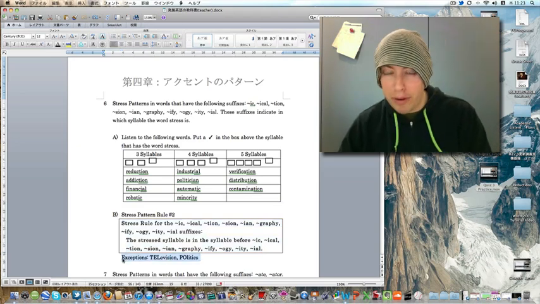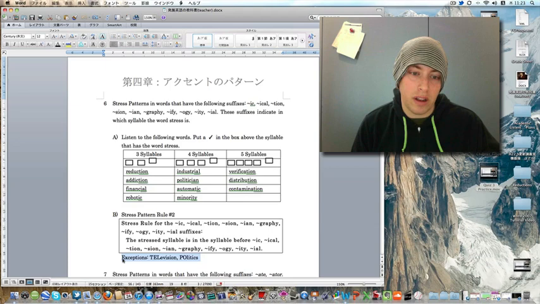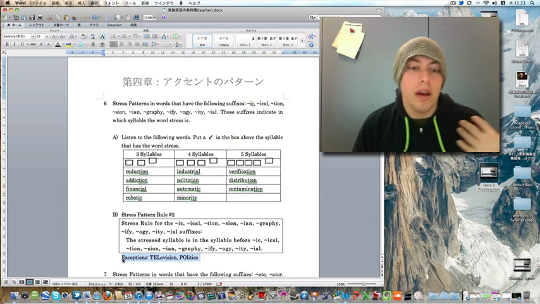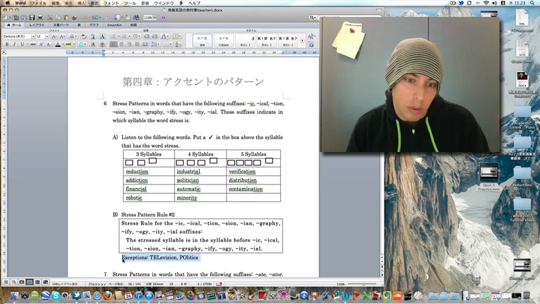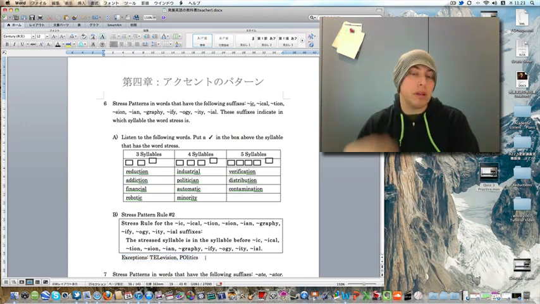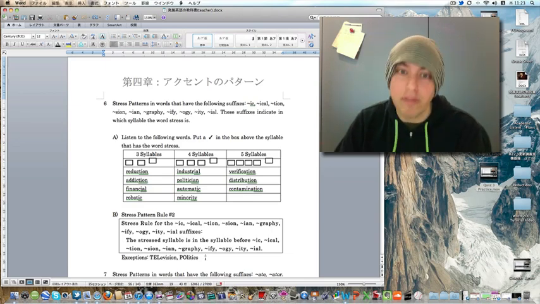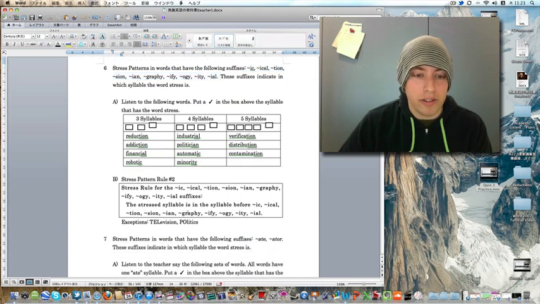So again, it's a pattern. It's not a 100% perfect rule. So for example, the word television has word stress on the first syllable, not the third one. The word politics has stress on the first one, not the second one. So there are exceptions to this, but in general, this is a very good rule that applies to basically 99% of all of the words that have these suffixes. So let's go on to other stress patterns.